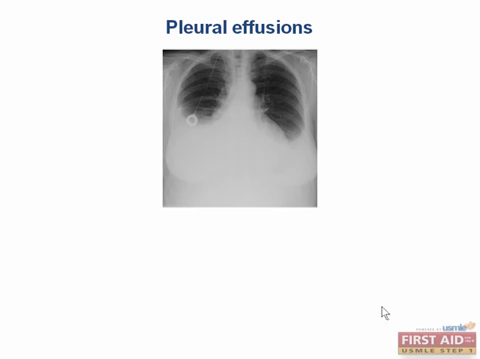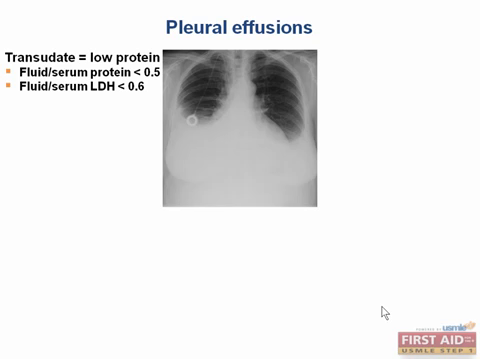Pleural effusions are generally classified as transudative or exudative depending on the underlying process that's causing them. Transudates have a low protein content, or a fluid to serum protein ratio of less than 0.5 and a fluid to serum LDH ratio of less than 0.6 when you examine the pleural fluid.